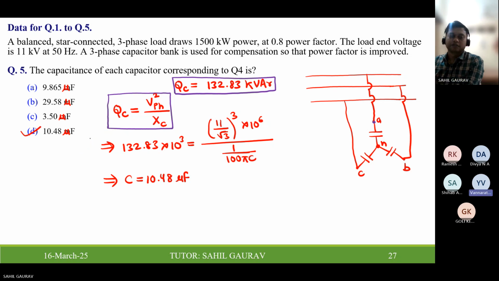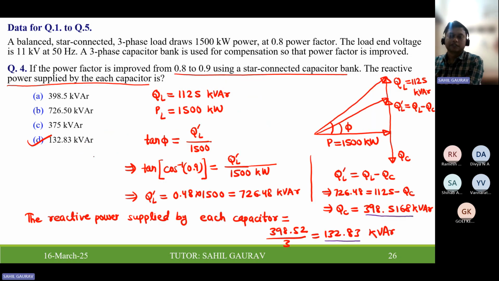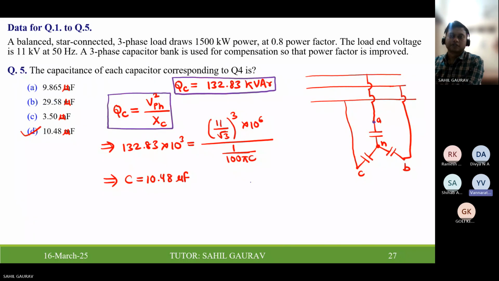From where did this cube come, the 11 by root 3 by cube? So 11 kV is the line to line voltage. So the load voltage is 11 kV, right? 11 kV divided by root 3 is the phase voltage. Line to line voltage is 11 kV, so V phase is 11 upon root 3.